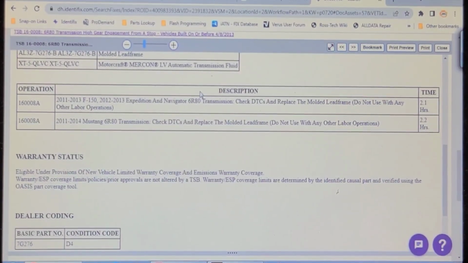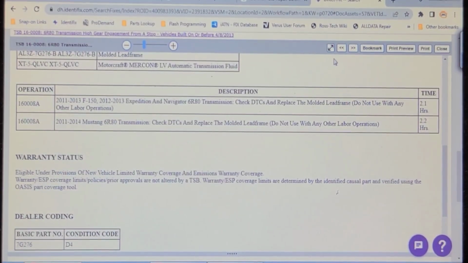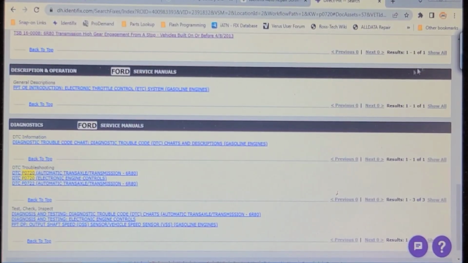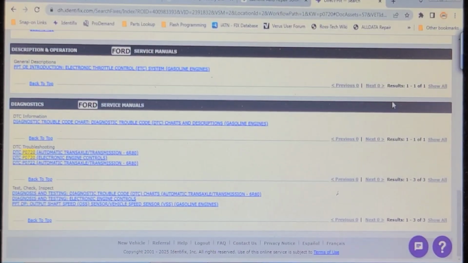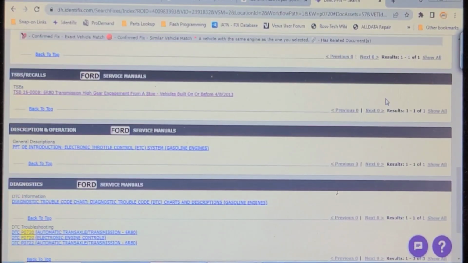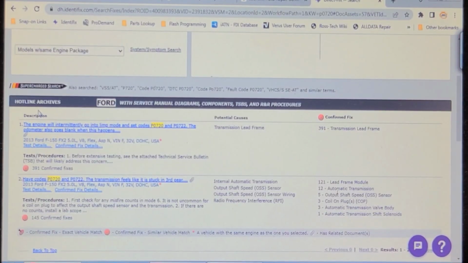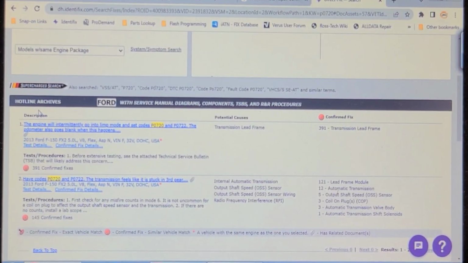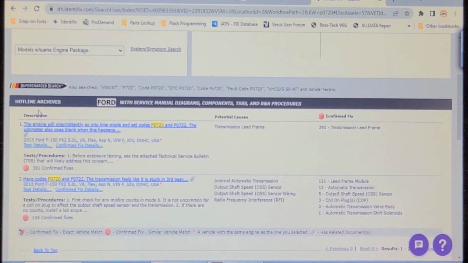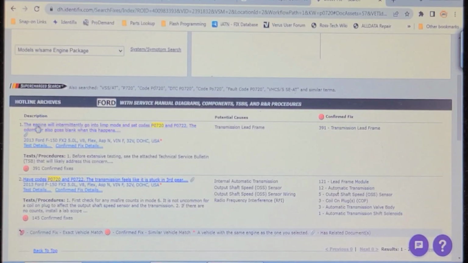But the interesting thing is, when I look at another case on here, back to the top, it mentions in this one, have code 720, 722. Transmission feels like it's stuck in third gear. First, check for any misfire counts in mode 6. It's not uncommon for a coil unplugged to affect the output shaft speed sensor and the transmission. If there are no counts, install a lab scope.